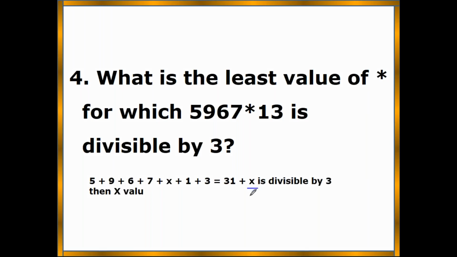Possible values are 31 plus 2, 33. Yes, 33 is also divisible by 3. 31 plus 5, 36 is also divisible by 3. 31 plus 8, 39 is also divisible by 3. Yes, but you have to find the least value. So the least value is how much? 2 is the correct answer.